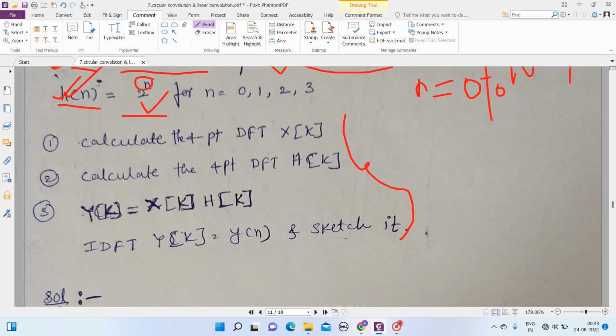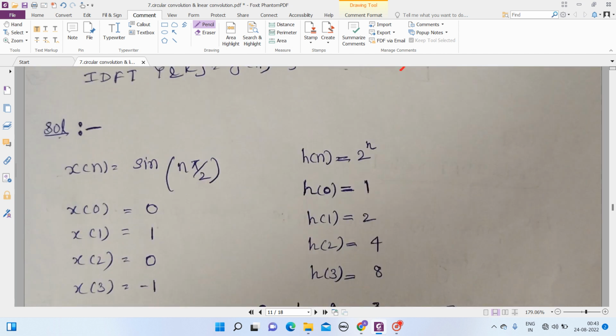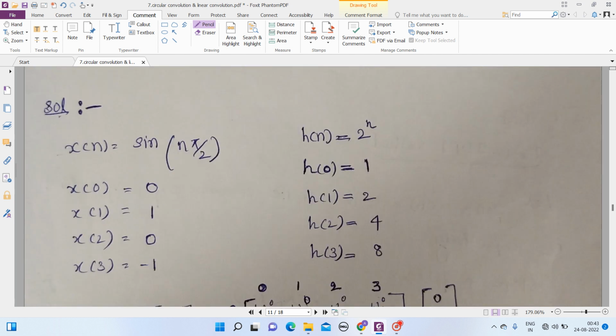Right. So here first we have to find out the sequence by applying the value of n. The n value varies between 0, 1, 2, 3. First we have to apply 0, right? Then we have to find out the value. Sine of 0 means 0 because the n value is 0. So we have to substitute the 0 in this function and find out the value of x of 0. Sine of 0 means 0.